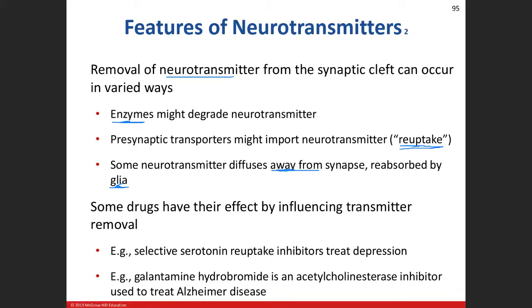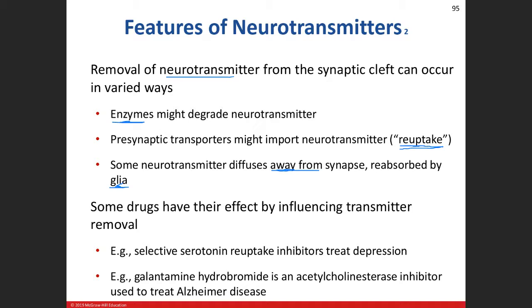If you get an acetylcholinesterase inhibitor, it will prevent acetylcholine from being broken down. It'll stay in the synaptic cleft longer. It will stimulate the postsynaptic receptors longer. Myasthenia gravis is a condition in which they use acetylcholinesterase inhibitors. Myasthenia gravis is a muscle weakness condition.